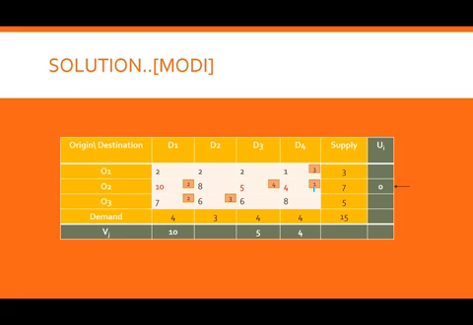Because this row has 3 allocations, I put its corresponding UI as 0. Right? Based on these reference values which I have marked in red, 10 minus 0 is 10, 5 minus 0 is 5, 4 minus 0 is 4. So I get 3 VJ values. Now I'll have to consider individual VJ values and compute corresponding UI values.